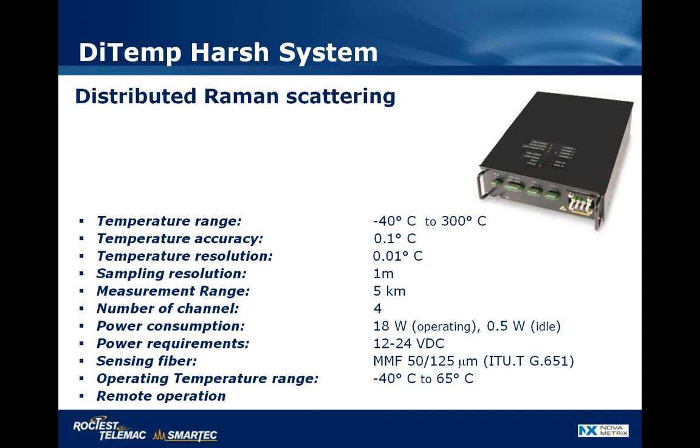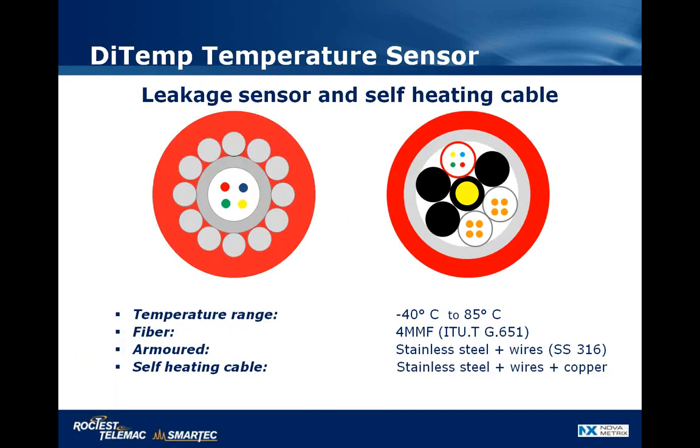The DITEMPARCH has an embedded channel multiplexer that gives the possibility to scan in series over 4 channels, each channel up to 5 km with a sampling resolution of 1 meter. Each single channel can be configured independently from the other, thus assuring the right parameter setting. SMARTEC developed as well a range of distributed temperature sensors that can be used with the DITEMPARCH reading unit. In particular, two cables are normally used: a standard armor temperature cable with 4 optical fibers on the left, and the so-called self-heating cable on the right, that besides fiber optic provides isolated copper wires for cable heating.